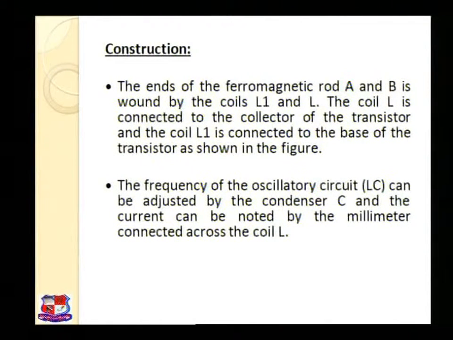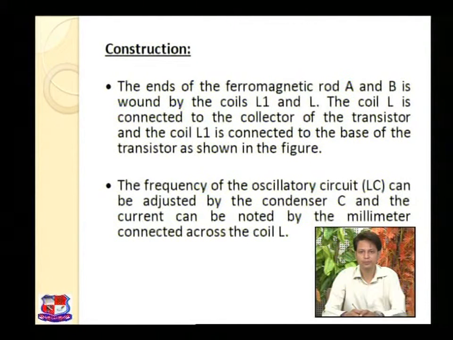Construction: the ends A and B of the ferromagnetic rod are wound by coils L1 and L. The coil L is connected to the collector of the transistor and the coil L1 is connected to the base of the transistor, as shown in the figure. The frequency of the oscillator circuit can be adjusted by the condenser C, that is the variable capacitor, and the current can be noted by the milliammeter connected across the coil L.